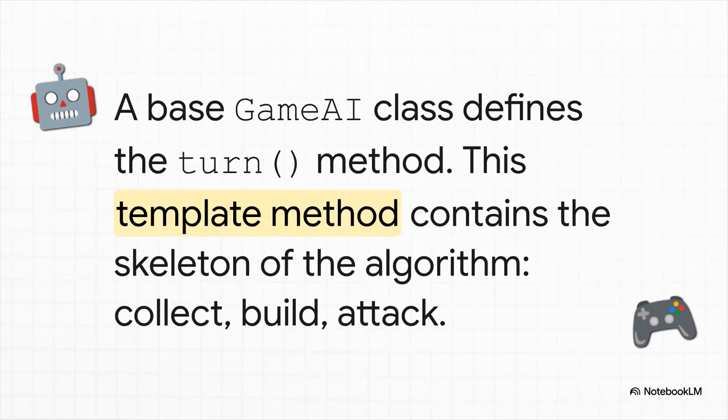Let's imagine we're working on a video game AI. We'll have a base class called Game AI, and inside it there's a template method called turn. This method lays out the law for what every AI does on its turn, in order. First, collect resources, then build structures, then build units, and finally attack.